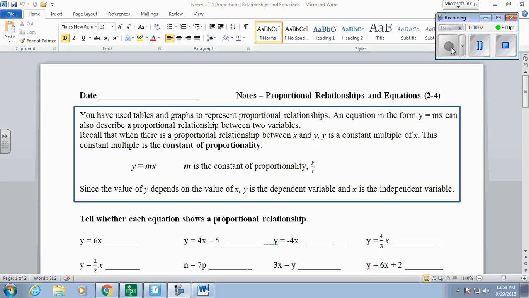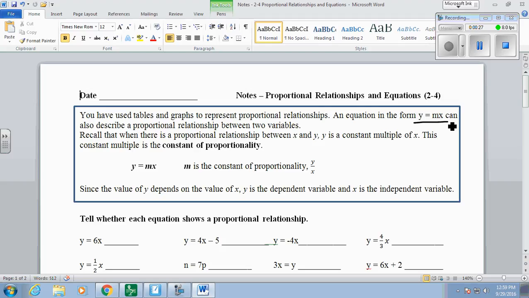Again, here we are talking about notes, proportional relationships and equations 2-4. Of course, we need to make sure we have your copy of notes out in front of you. In our box here, it says that you have used tables and graphs to represent proportional relationships. And now we're going to be discussing that an equation in the form of y equals mx can also describe a proportional relationship between two variables.